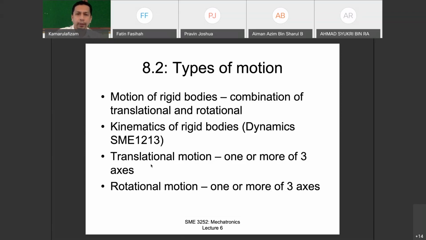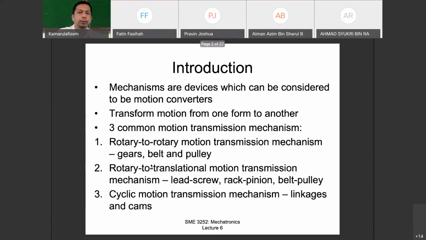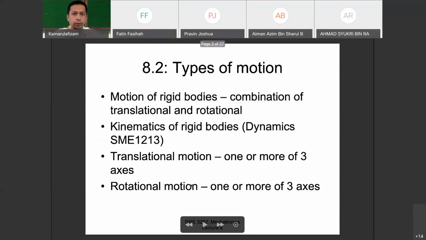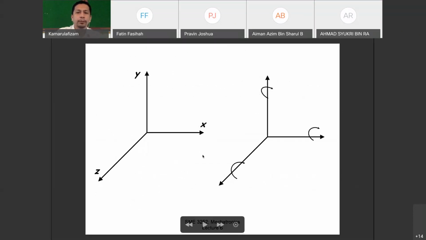Cuma in this mechatronic kita cuma lihat 3 lah, iaitu rotary, more of a transmission motion, rotary translational and cyclic motion. Kita boleh dengar jelas suara saya. So kita alright, thank you.